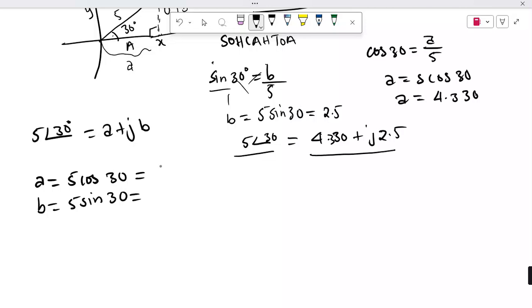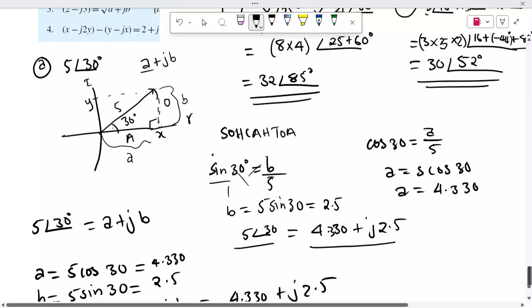For those who don't want all this, you can just know that A is along the x-axis, so x-axis is a cosine function. And B is the y-axis, and y-axis is a sine function. Okay? So you write A is 4.33, B is 2.5. Then we write A plus jB. So A is 4.330 plus j2.5. Just like that, simple.